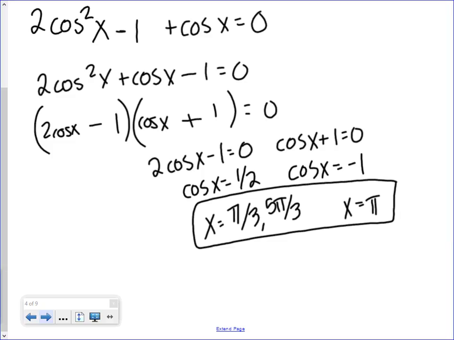Now, if it didn't say from 0 to 2 pi, we would use the plus 2 pi n for the complete solution. But the first examples in the homework assignment will say on the interval from 0 to 2 pi. So you only give those angles.